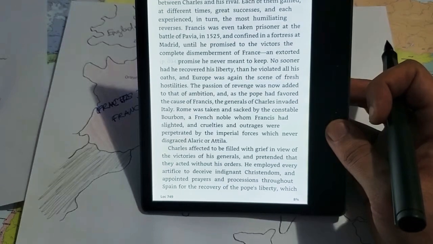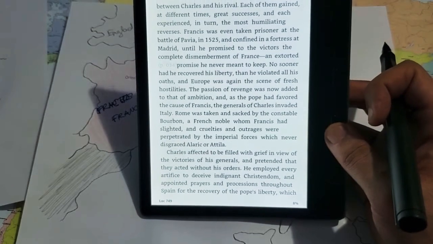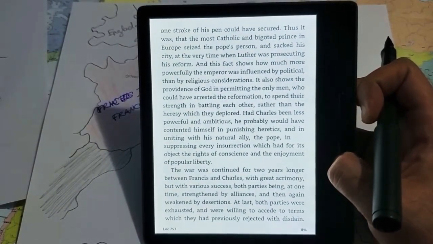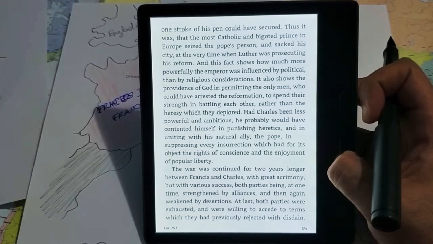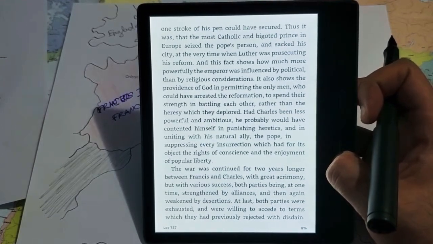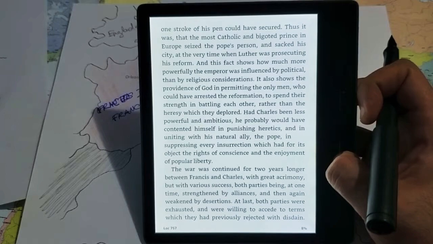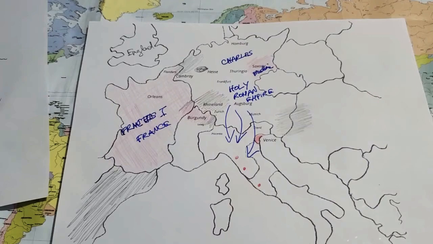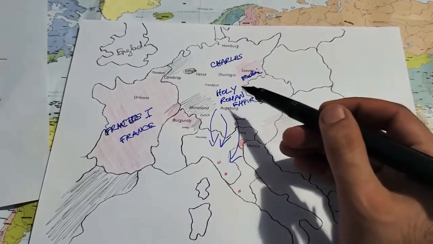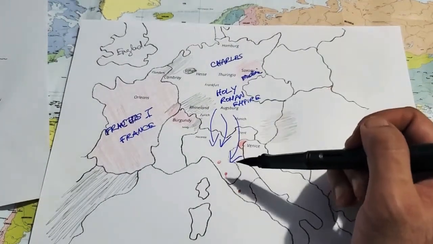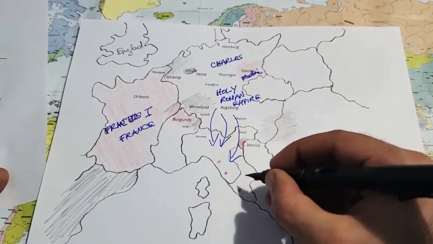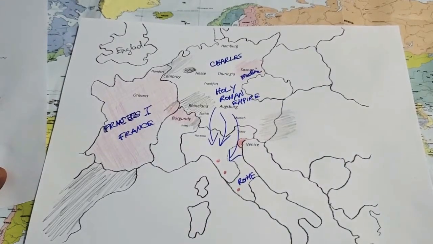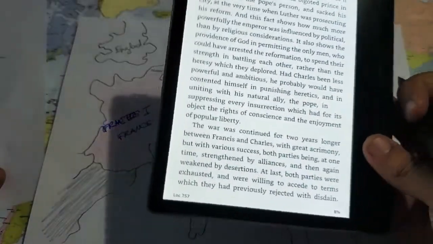And appointed prayers and processions throughout Spain for the recovery of the Pope's liberty, which one stroke of his pen could have secured. Thus it was that the most Catholic and bigoted prince in Europe seized the Pope's person and sacked his city at the very time when Luther was prosecuting his reform. So this was a very timely distraction. The emperor who could have put down the Lutheran Reformation was busy attacking the Pope in Rome. So the author even writes here that it's really providence, or the hand of God, that's really determining all of this.